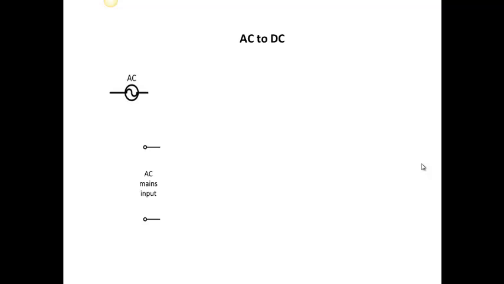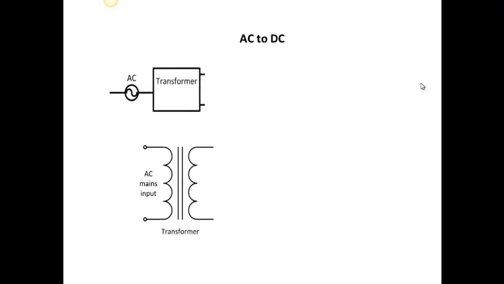This second video looks at the circuit that's required to go from AC to DC. So here's our AC mains input, and what we're going to do is look at a block diagram and a circuit diagram. The first component is the transformer, and that's going to take the 230 volts RMS AC and take it down to a level that we can work with diodes.